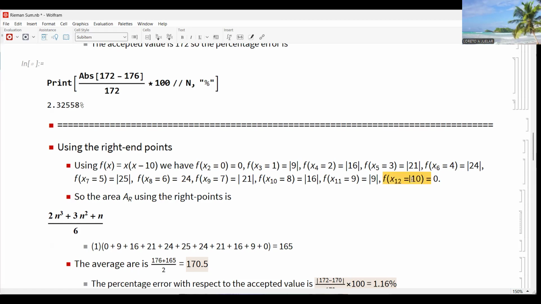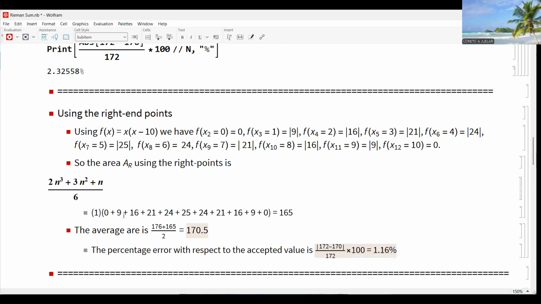So if this is equal to 10, the corresponding value of the function is equal to 0 here. So the area using the right endpoints is 1 times 0, 9, 16, 21, up to 0 here. So that is 165. Okay, so this is for the right endpoints. So the average value here is (176 plus 165) divided by 2. So that is 170.5.